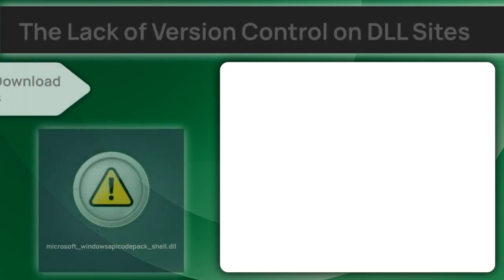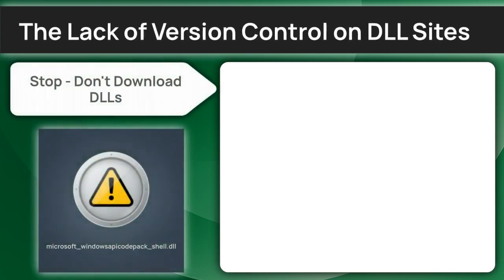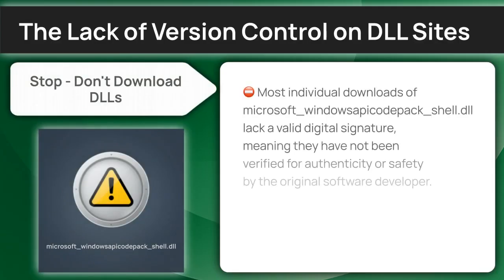Beyond the repair, maintaining a secure workstation requires avoiding a few common technical mistakes. Be aware that manual interventions for Microsoft Windows API Code Pack Shell DLL often create secondary conflicts. Using an incorrect file version can cause cascading application crashes, making your workstation significantly less stable than before.